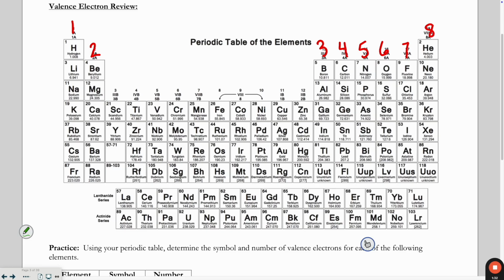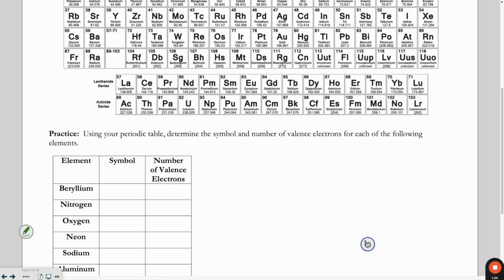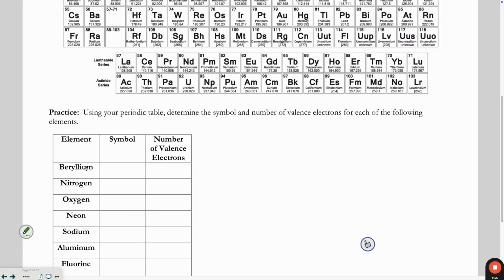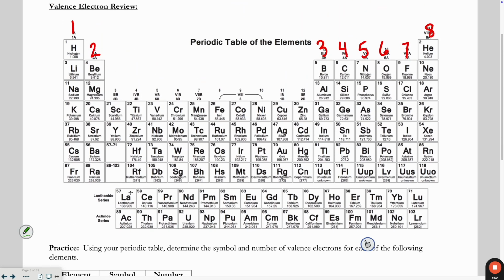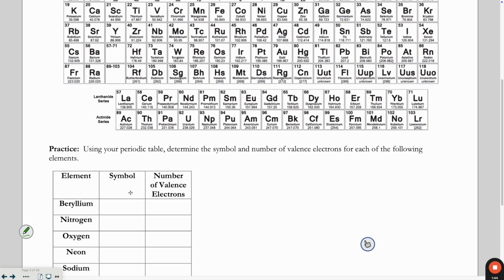So what I want you to do, you're going to pause me, and you're going to first answer these practice problems. So beryllium, what is its symbol? So I'm going to do the first one. So beryllium is Be, and based on its position on the periodic table, I know it has 2 valence electrons. So what I want you to do right now is I want you to pause me and complete the rest of this practice, and then we'll move on to the next page.